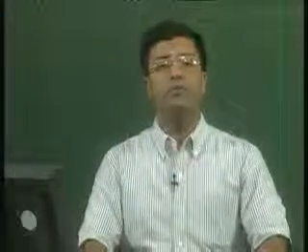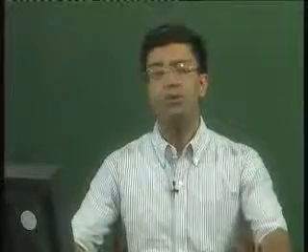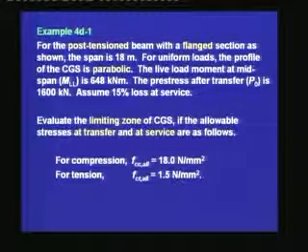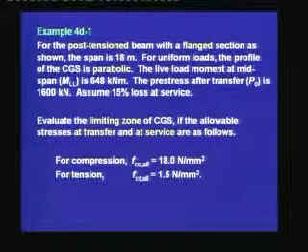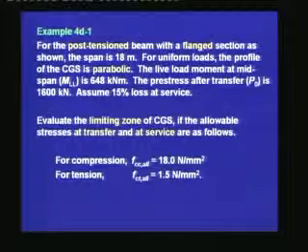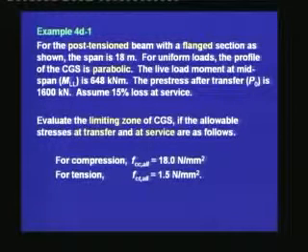Let's now try to understand this concept by solving a problem. For the post-tension beam with the flange section as shown in the next slide, the span is 18 meters. For uniform loads, the profile of the CGS is parabolic. The live load moment at mid-span, which is represented as MLL, is 648 kilonewton meters. The pre-stress after transfer P0 is 1600 kilonewtons. Assume 15% loss at service.